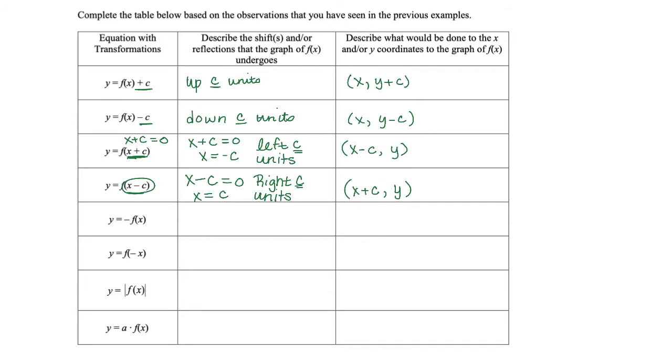The next one that you have, notice the negatives on the outside. And so you're going to reflect over the x-axis. And if you reflect over the x-axis, you're actually changing the y values. And notice now the next one, you've got negative on the inside, so you're going to reflect over the y-axis, which is changing the x values.